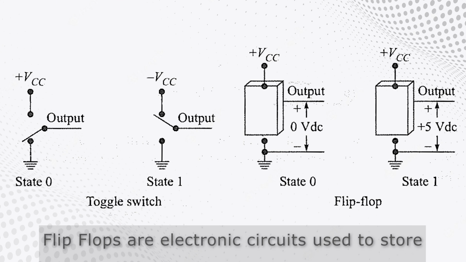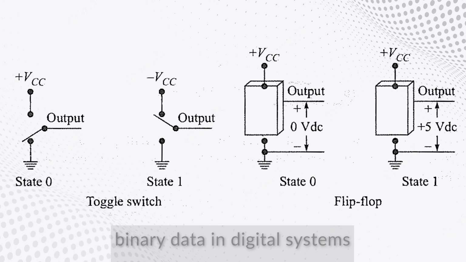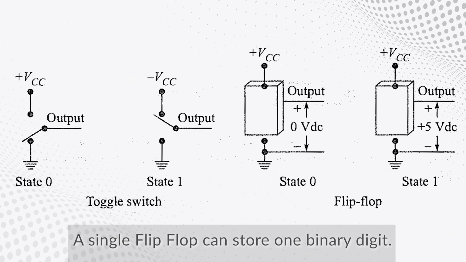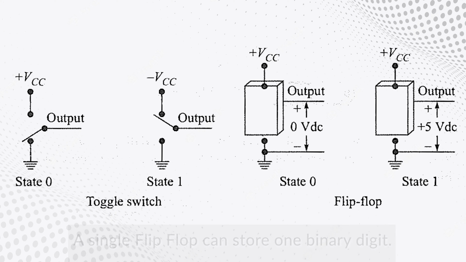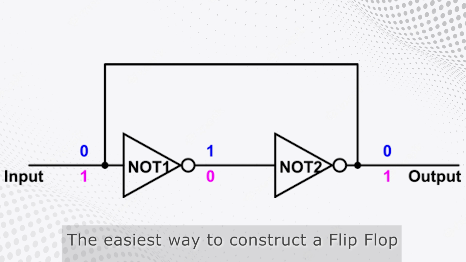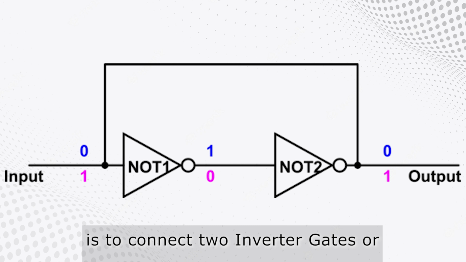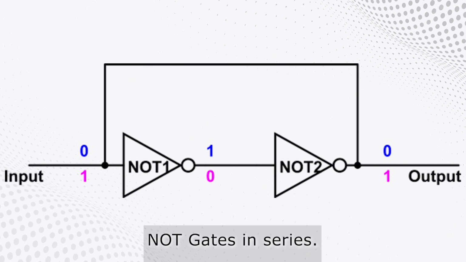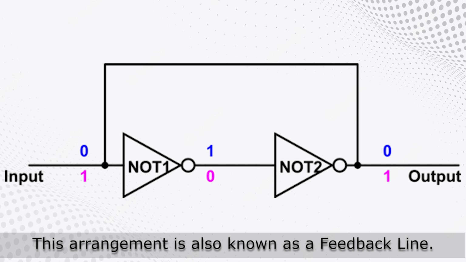Flip-flops are electronic circuits used to store binary data in digital systems. A single flip-flop can store one binary digit. The easiest way to construct a flip-flop is to connect two inverter gates or NOT gates in series. This arrangement is also known as a feedback line.